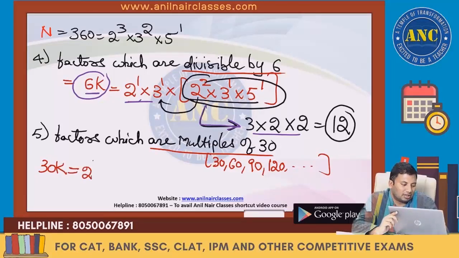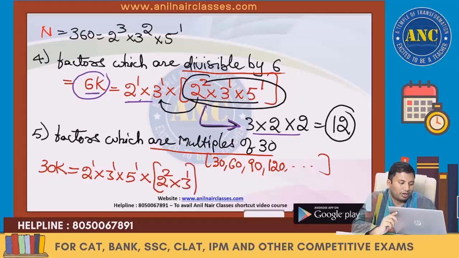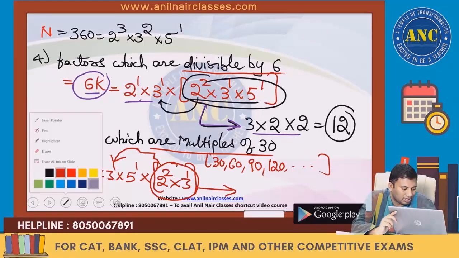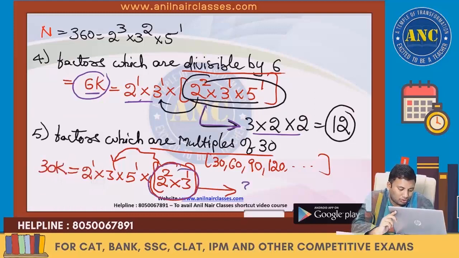30 is nothing but 2 into 3 into 5. Into what is the remaining number? Remaining number is 2 square into 3 power 1. These are the numbers which get multiplied by 30 and become a multiple of 30. What are the factors which are multiples of this number? 0 to 2 is 3, 0 to 1 is 2. 3 2s are 6.